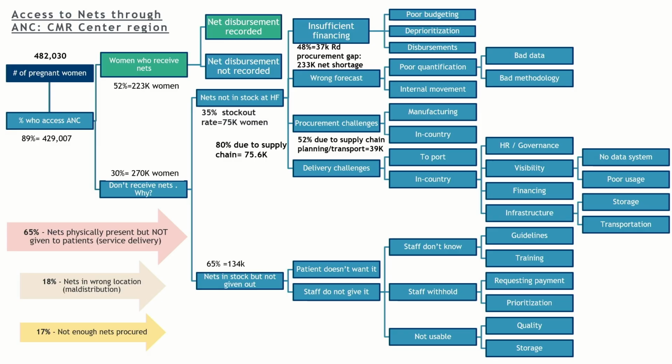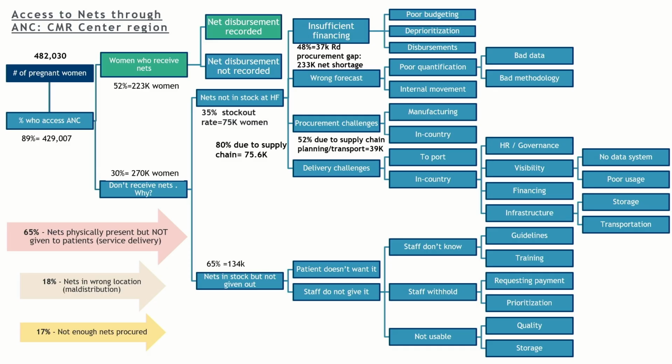Of those who are accessing ANC, that's where we want to look at who's receiving nets and who's not. About 52% are receiving nets and around 48% are not. That coverage data is populated from our DHIS2. So now our question becomes, of the 48% who are not receiving nets, why? In Cameroon, we were supporting the NMCPs to do this investigation. We're going to hear more about that after my presentation, but this is just to give the numbers to show us which areas we need to do a little bit more investigation into.